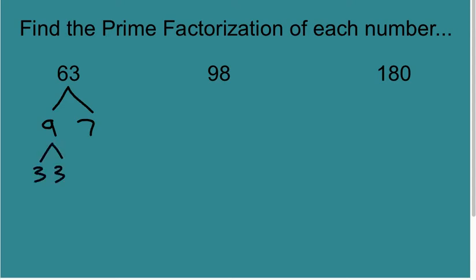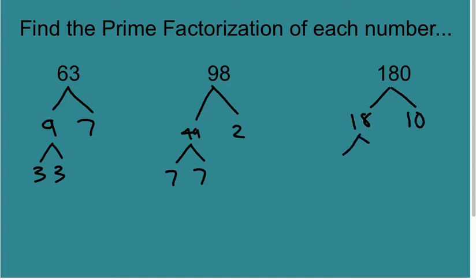All right, 98. There's a couple different ways I can go here. Probably, if you're clever and just divide it by 2, you can go 49 and 2, but 49 can be split into 7 and 7. 180, I'll do this one because it's easiest. 18 and 10. Obviously, you can go like 90 and 2 and keep going a whole bunch of different ways with that. So 18 can be split into 9 and 2, 10 can be split into 5 and 2, 9 can be split into 3 and 3.